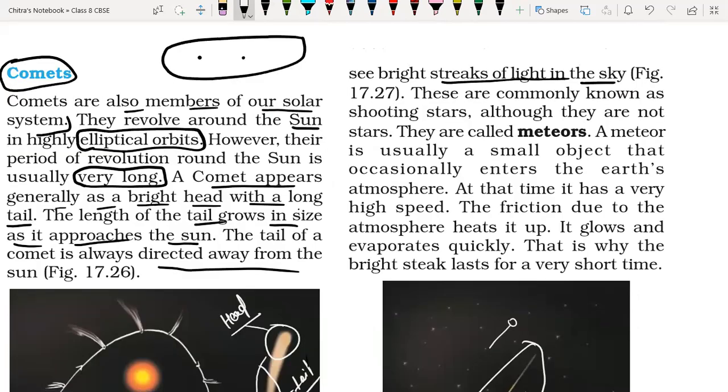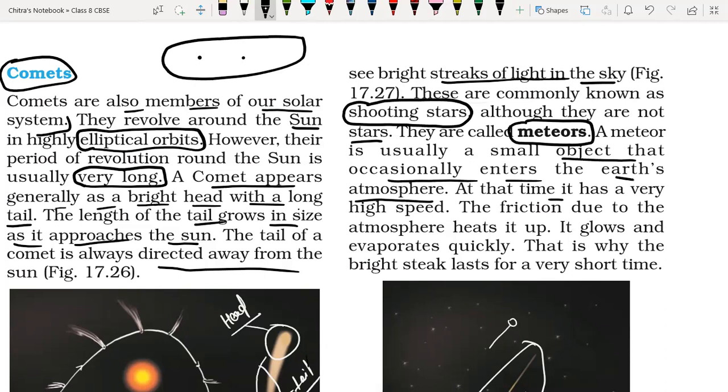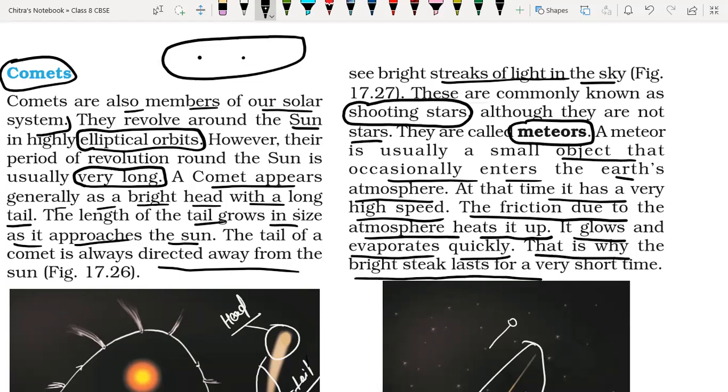These are commonly known as shooting stars. You have to remember that point. Although they are not stars, they are called meteors. A meteor is usually a small object that occasionally enters the Earth's atmosphere. At that time, it has a very high speed. Due to that high speed, the friction with the atmospheric air heats it up, and it glows and evaporates quickly. That is why the bright streak lasts for a very short time, and that's why they appear like the breaking or shooting of stars.